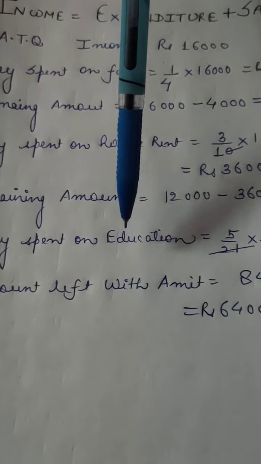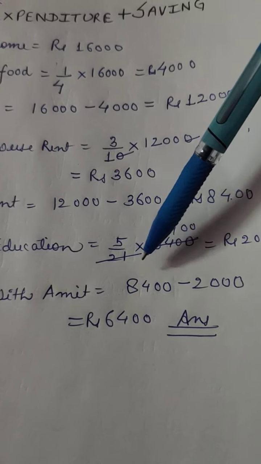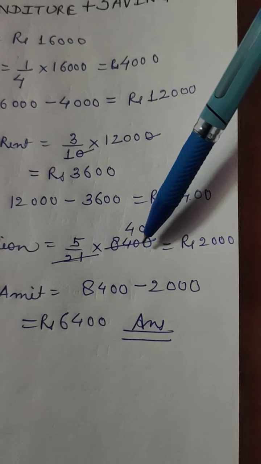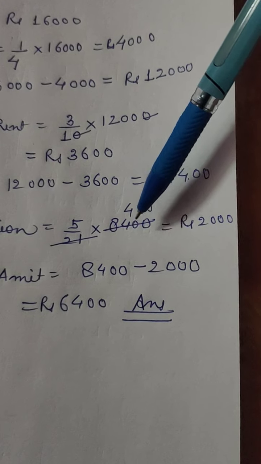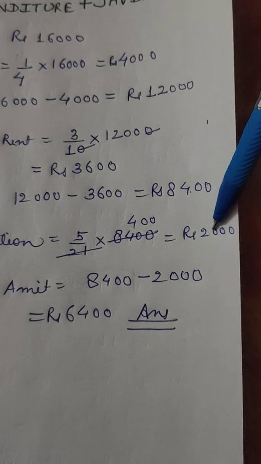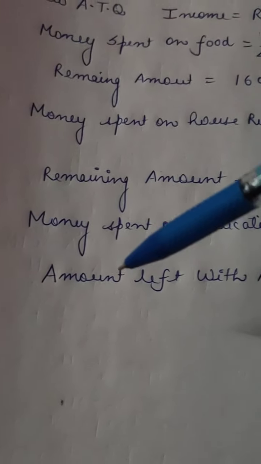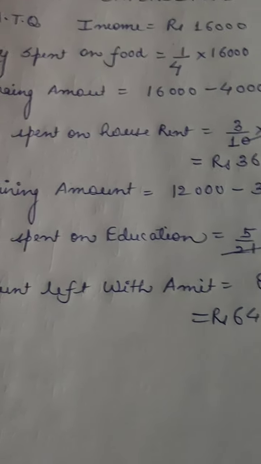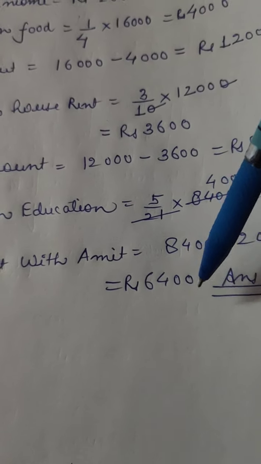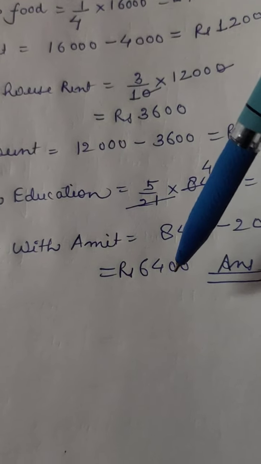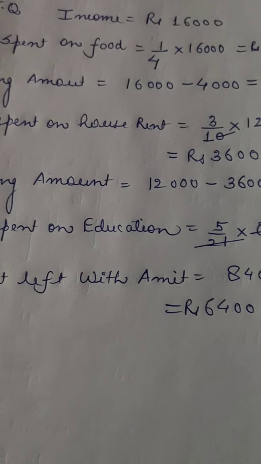Next, money spent on education. How much money is spent on education? 5 by 21 into 8,400, that comes out to be 2,000. So how much money is spent on education? 2,000. So the amount left with Amit is 8,400 minus 2,000, that is 6,400. How much amount is left with Amit? 6,400. This is the required answer.